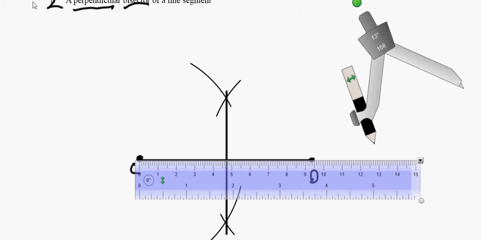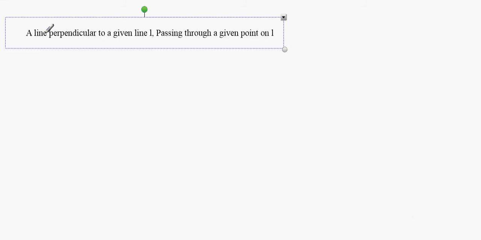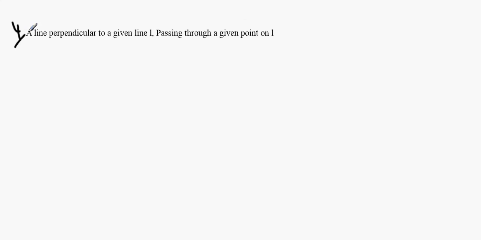Okay. Now the next one, although it's the third one in our line, is actually the fourth construction in the sequence, right? A perpendicular bisector of a line segment, we just did that one a second ago, so it isn't actually this one. This one's number 4: a line perpendicular to a given line passing through a given point on L.